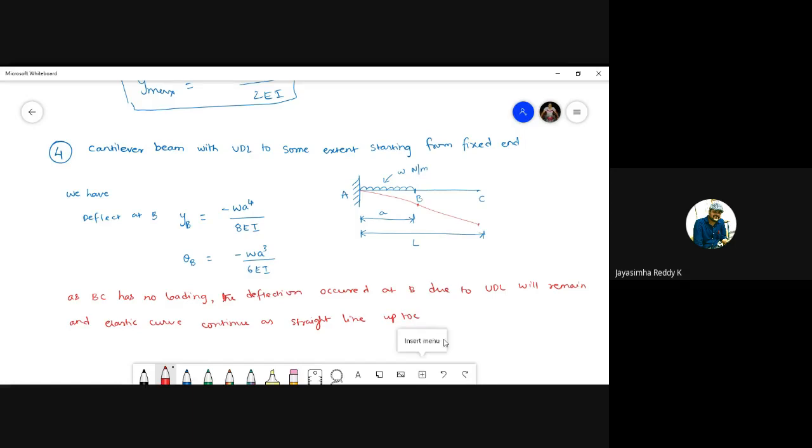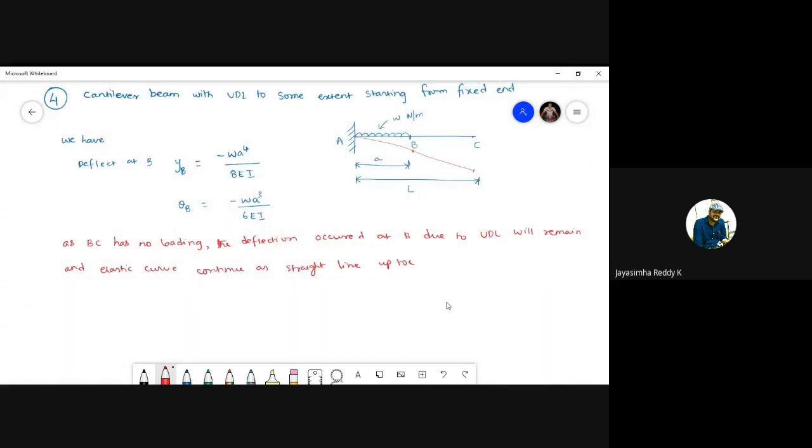So what does this point say, students? Theta B is equal to theta C, that is, the slope at B and C is the same. Okay, students, I hope you got this. Why I have written it the same is because of this, WA cubed by 6EI.